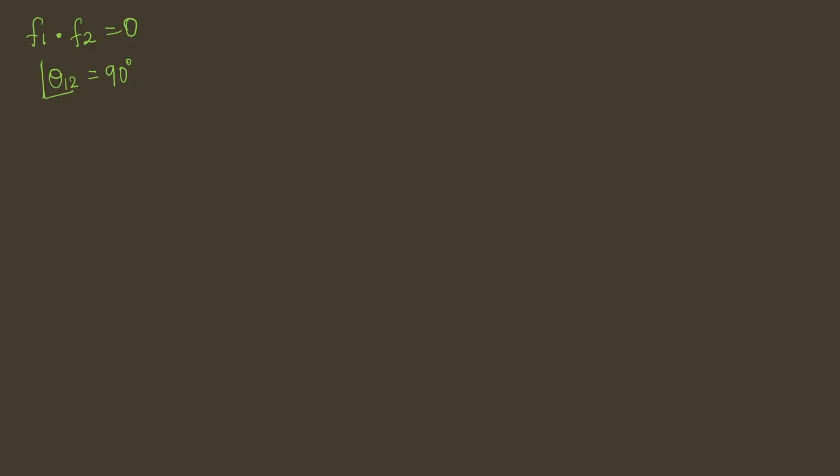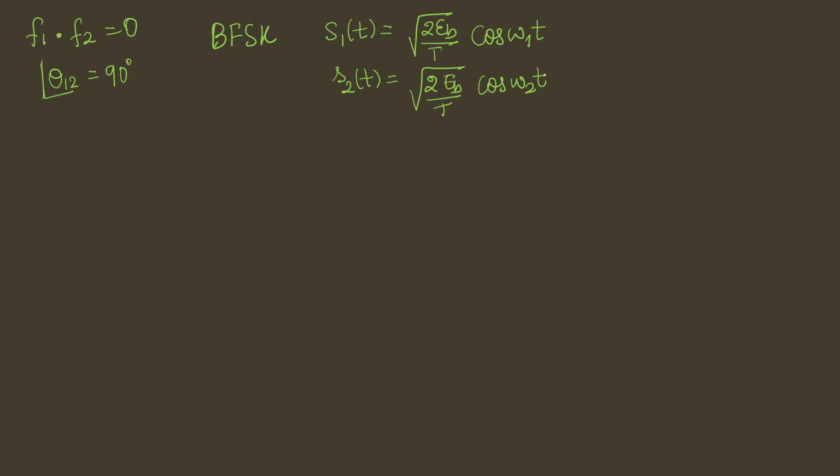So if such carriers are used for the transmission of binary symbols, then we are going to obtain a modulation technique called binary FSK, because in frequency shift keying itself, we use the frequencies F1 and F2 for the transmission of the symbols. In an FSK, the symbol S1, representing either binary 1 or binary 0, is represented as under the root 2 EB by T into cos omega 1t, and the symbol S2 is given as under the root 2 EB by T into cos omega 2t. So these are the two symbol representations for the binary FSK.